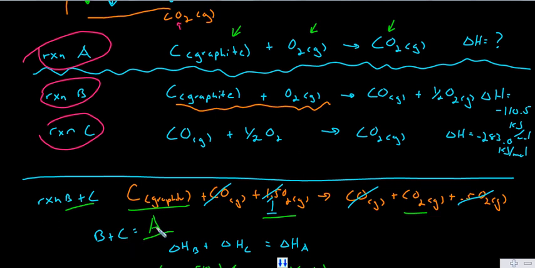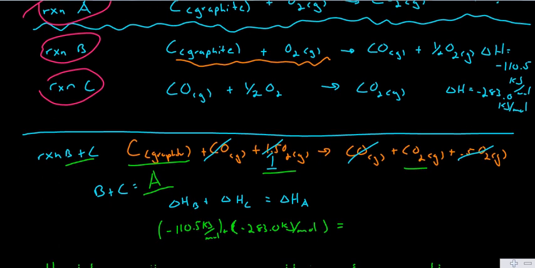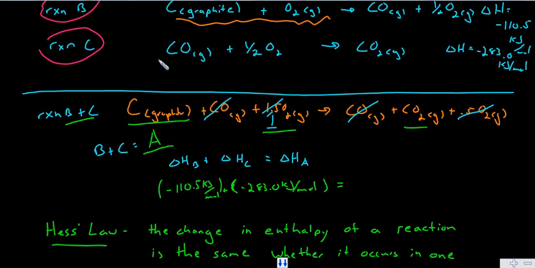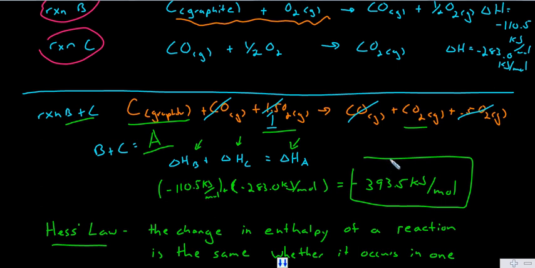So reaction B plus C is the same as reaction A, which means that the heat of reaction A is the combination of the heats of reactions B plus C. Knowing the heats of these two reactions, we can combine them and find that the heat of the overall reaction A is negative 110.5 plus negative 283.0. It's negative 393.5 kilojoules per mole of carbon in its graphite form which is combusted fully into carbon dioxide.